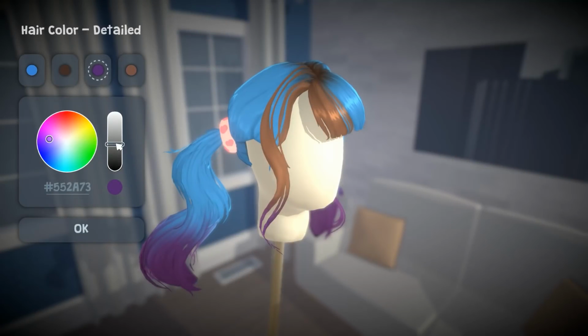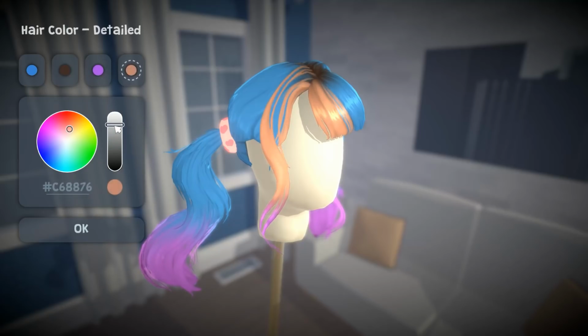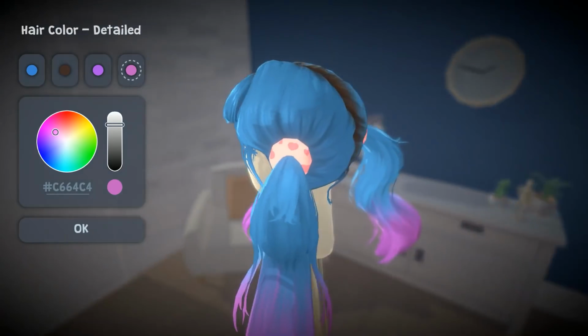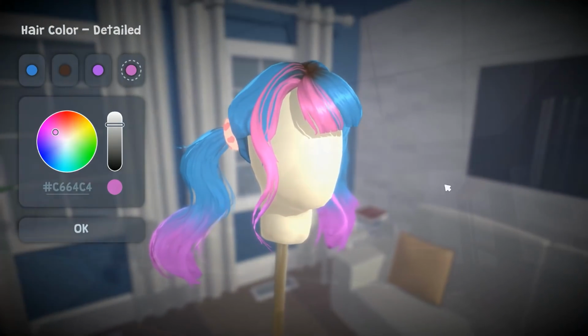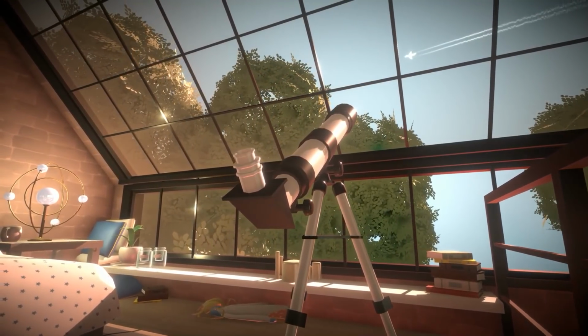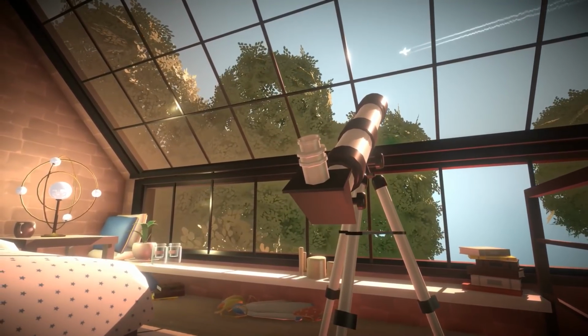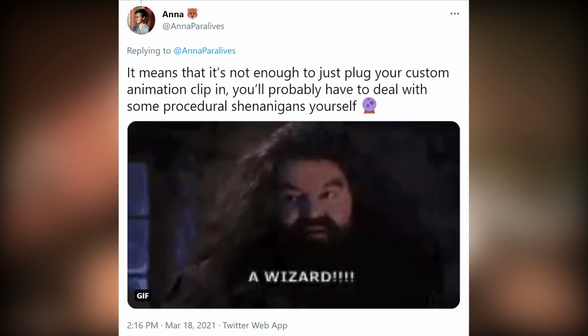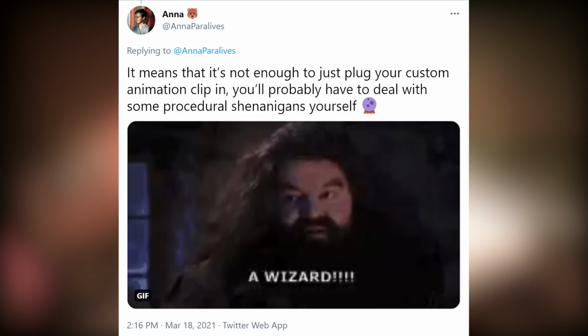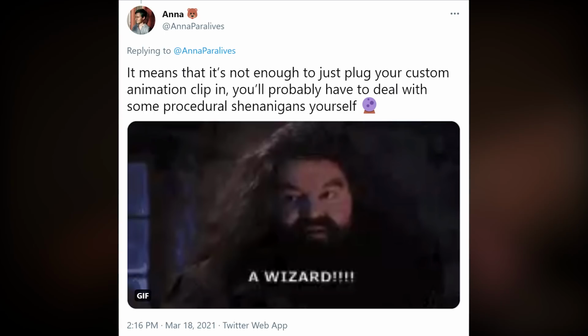So you're telling me they're basically gonna make it easy for us, the community, and the modding community specifically, to make custom modded animations for the game? They're actually going to go out of their way to make it easy for modders to add animations. That is so freaking cool. That's what I'm collecting from this. I could be wrong, but that's just what I'm gathering. It means that it's not enough to just plug your custom animation clip in. You'll probably have to deal with some procedural shenanigans yourself.